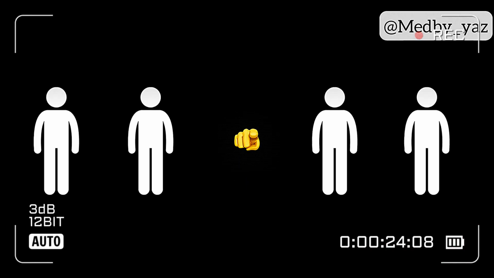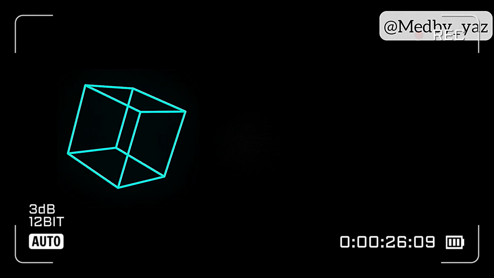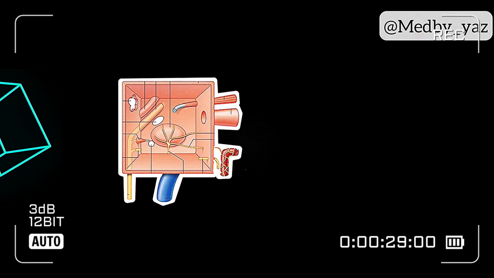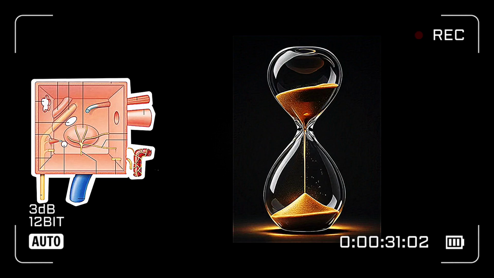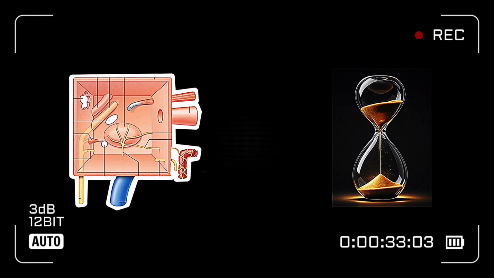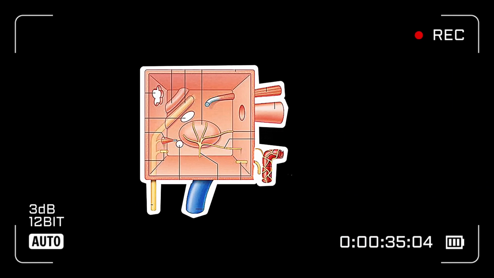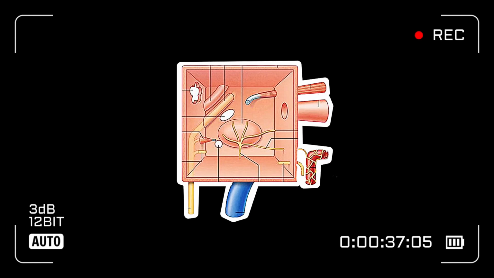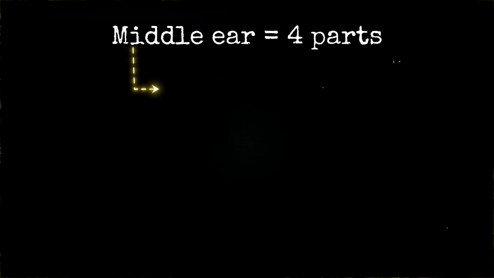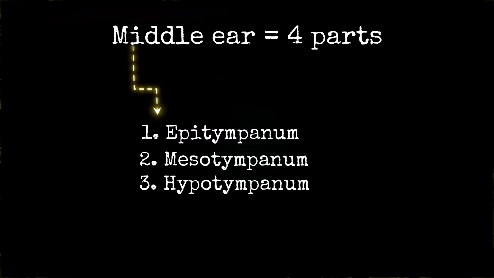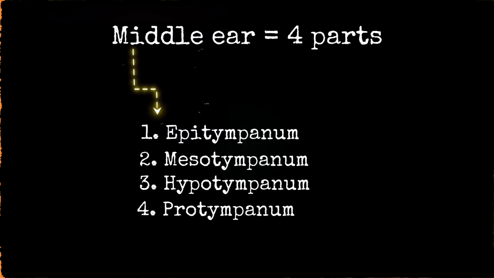Most of you would have seen a cube-shaped structure or diagram of the middle ear in your textbooks, but in real life it is an hourglass shaped structure. For easy understanding, it is best described as a cube. Before jumping into this cube thing, you have to know that the middle ear is divided into 4 parts. They are epitympanum, mesotympanum, hypotympanum and protympanum.